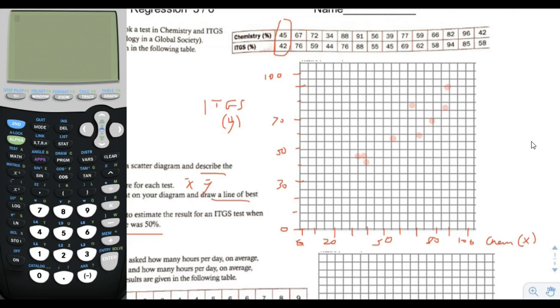And 59 comma 62. And 66 comma 58. And 82 comma 94. And 96 comma 58. And 42 comma 58. Okay.